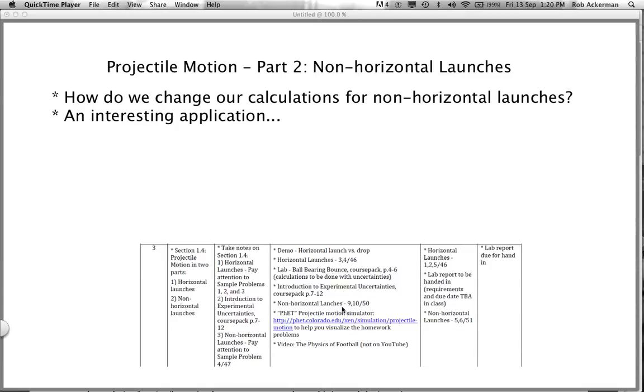Also, you might be interested in going to a website I introduced you to in class. It's PhET. It's a great website that has simulations for projectile motion. If you just go to the website, go under physics and search under projectile motion, you can actually play around with a simulation of a projectile motion launcher to help you see what's going on in these kinds of questions.